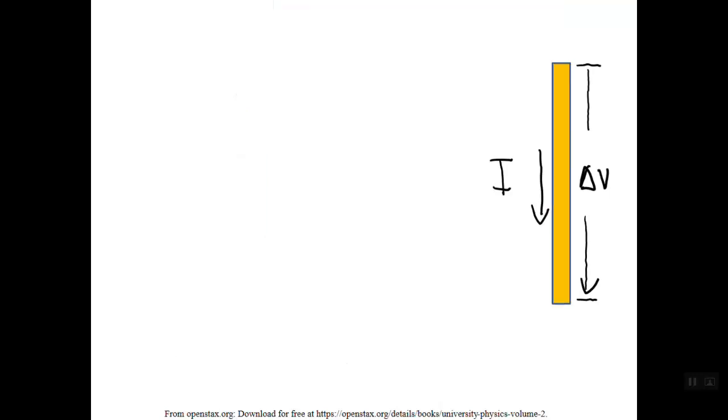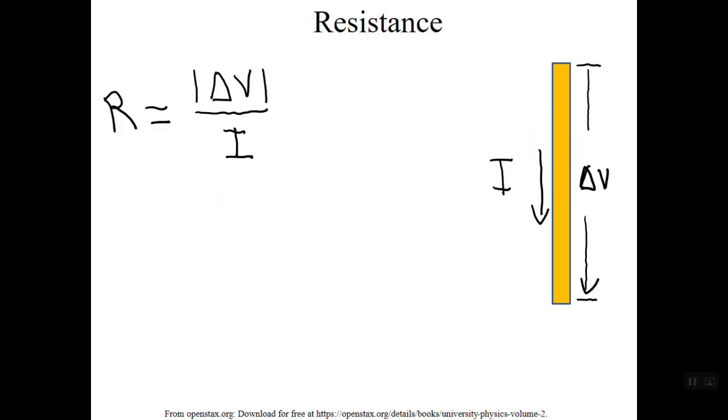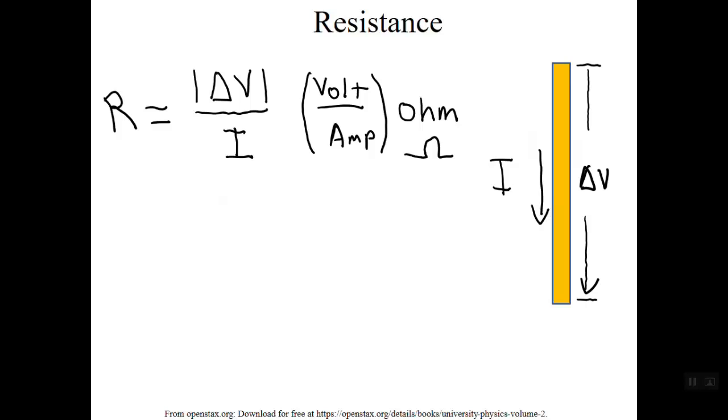We can treat a large class of circuit elements, say like the filament in an incandescent light bulb, in the following manner. Imagine we have a steady state conventional current, capital I, flowing through the element, as we show here, and we measure a potential difference, delta V, across the element. We can define a quantity called the resistance of the element as the ratio of the magnitude of the potential difference divided by the current. In the SI system, the unit of resistance is volt per ampere, which is more commonly called an ohm, and is often symbolized with the Greek letter capital omega.